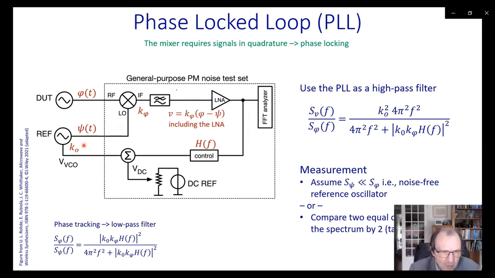So, in practical measurement, you have two options. First option, you assume that the noise of this oscillator is significantly smaller than the other, so you have a good reference oscillator, and so you just use this equation to estimate S_V. The other option is to assume the two oscillators are equal, and you take away 3 dB from the result. Just half of the noise comes from each.